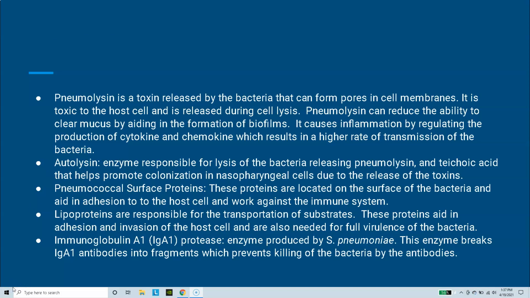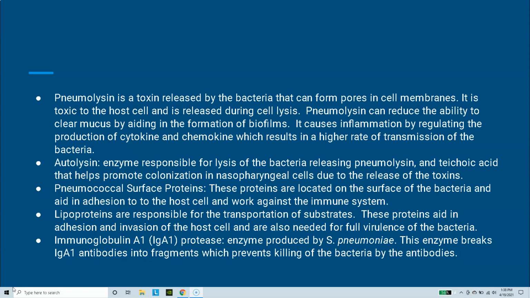Pneumolysin is a toxin released by the bacteria that can form pores in cell membranes. It is toxic to the host cell and is released during cell lysis. Pneumolysin can reduce the ability to clear mucus by aiding in the formation of biofilms. It causes inflammation by regulating the production of cytokines and chemokines, which results in a higher rate of transmission of the bacteria. Autolysin is an enzyme responsible for lysis of the bacteria, releasing pneumolysin and teichoic acid that helps promote colonization in nasopharyngeal cells due to the release of the toxins.